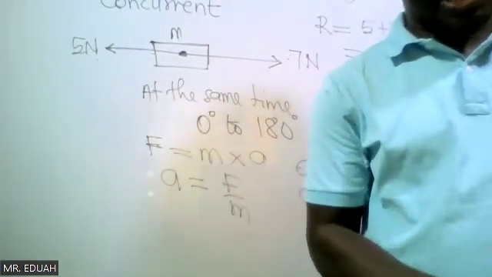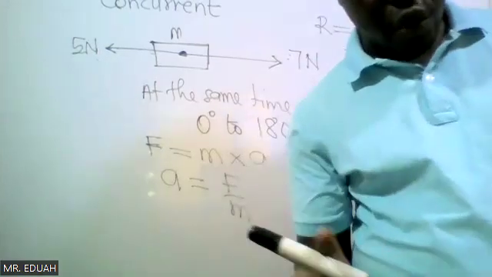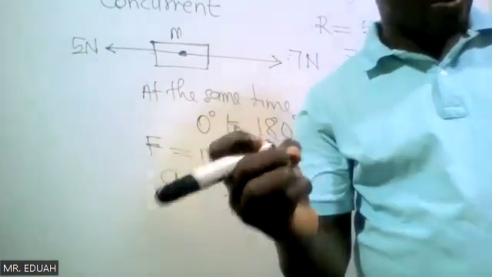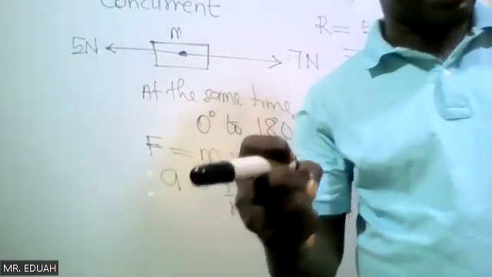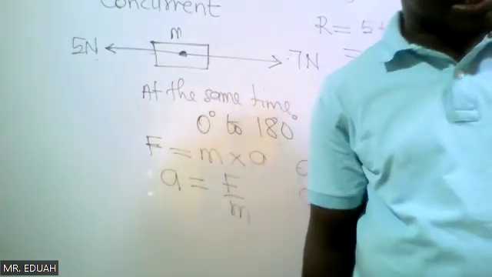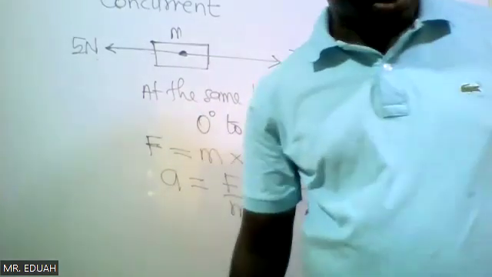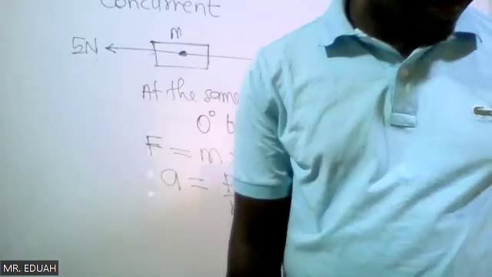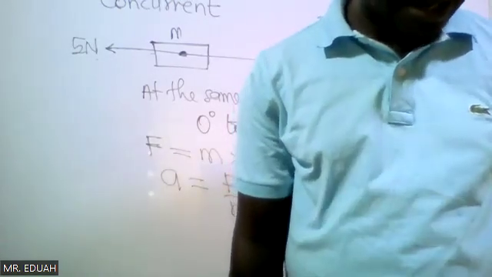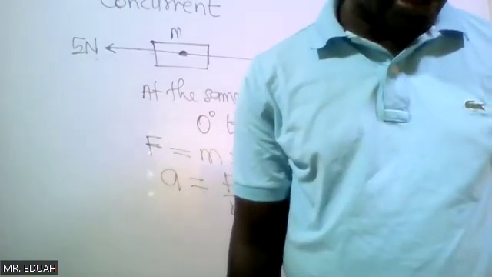Which of the 4 diagrams would produce the smallest magnitude of acceleration of the box? Is it A? Is it B? Is it C? Or D?